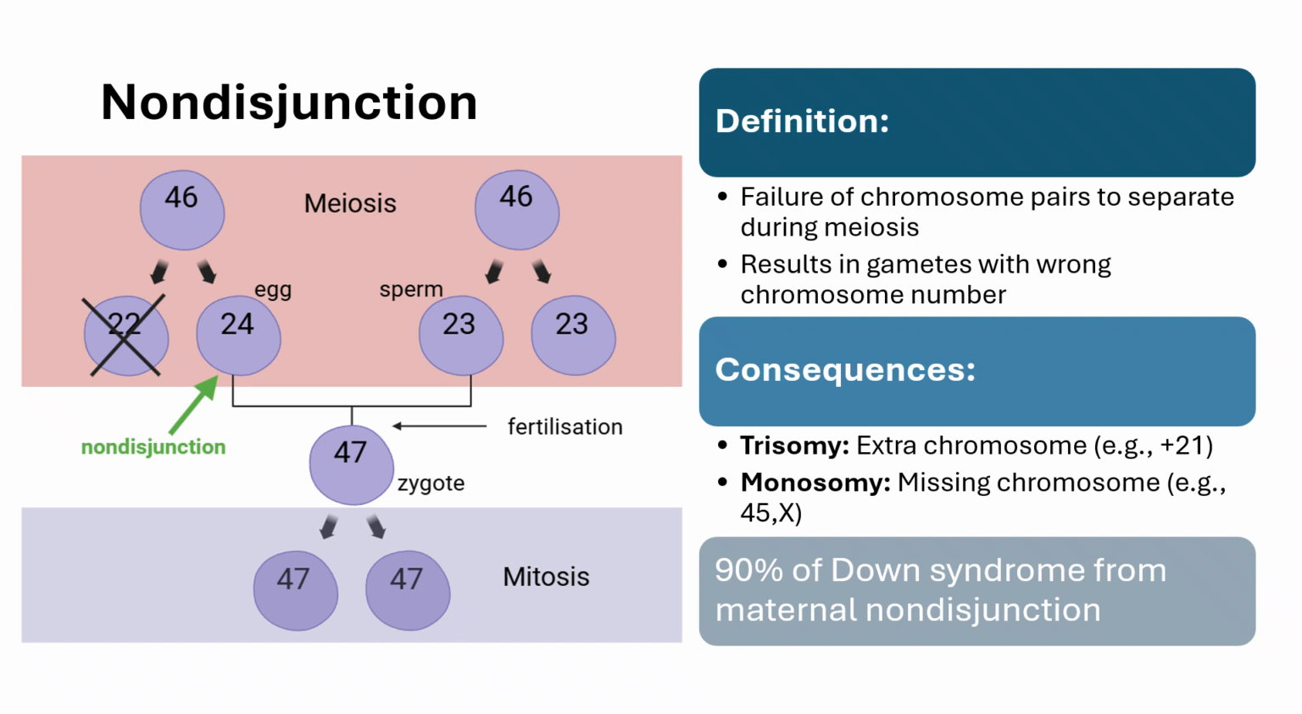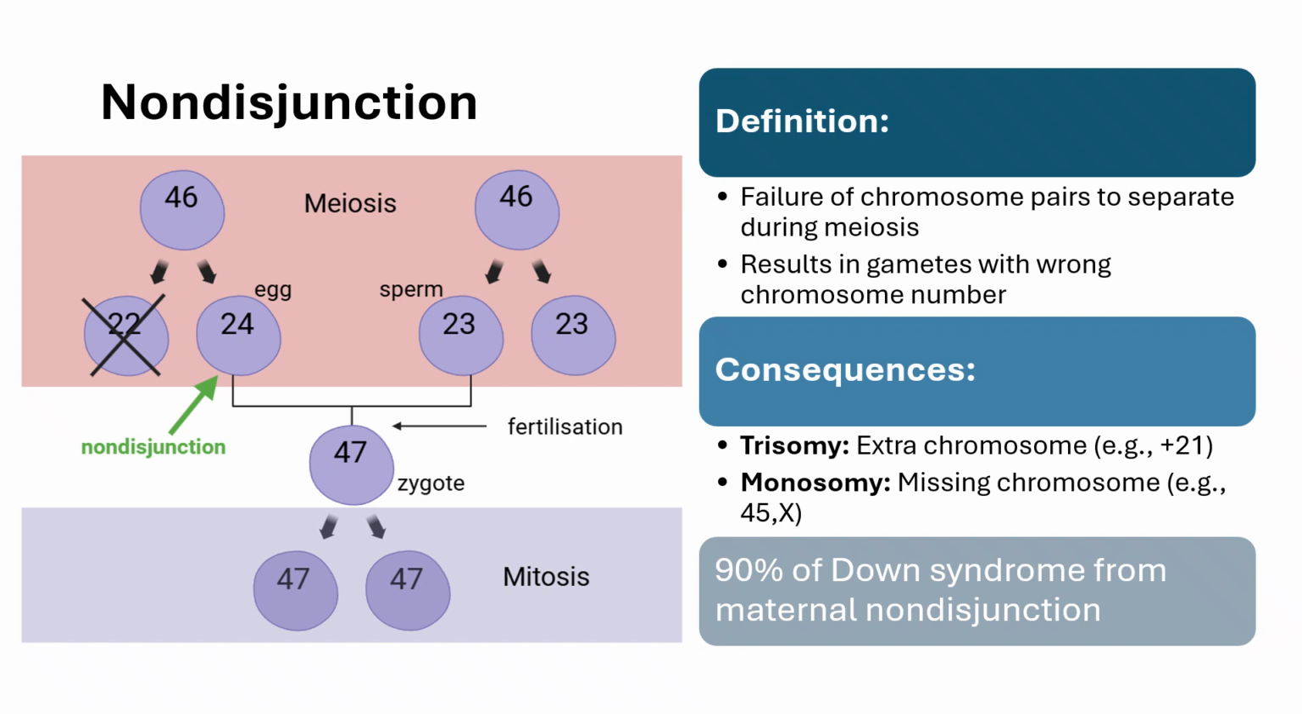The statistic that 90% of Down syndrome cases result from maternal nondisjunction carries profound implications for genetic counseling. This predominance relates to the unique timeline of female meiosis. Oocytes begin meiosis during fetal development but arrest in prophase 1 until ovulation, potentially decades later. This prolonged arrest allows accumulation of age-related damage to the spindle apparatus and cohesion proteins that hold chromosomes together. The correlation between maternal age and nondisjunction risk provides the scientific basis for age-based prenatal screening recommendations.